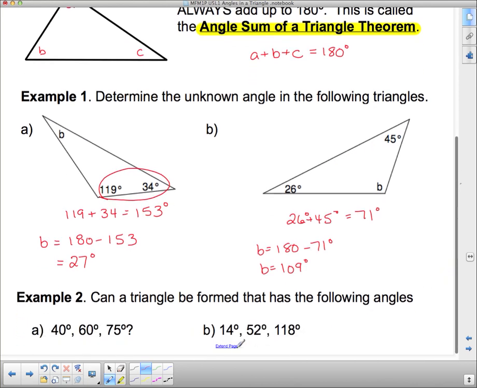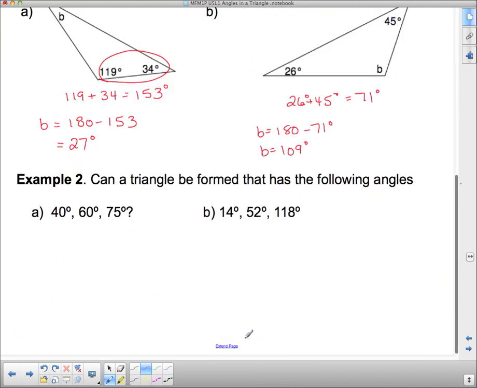Can a triangle be formed that has the following angles? Well, I don't know. They have to add up to 180 degrees. Let's add them up: 40 plus 60 plus 75. 40 and 60 is 100, so this is 175. The answer here is no. That will not form a triangle. This is not 180 degrees.